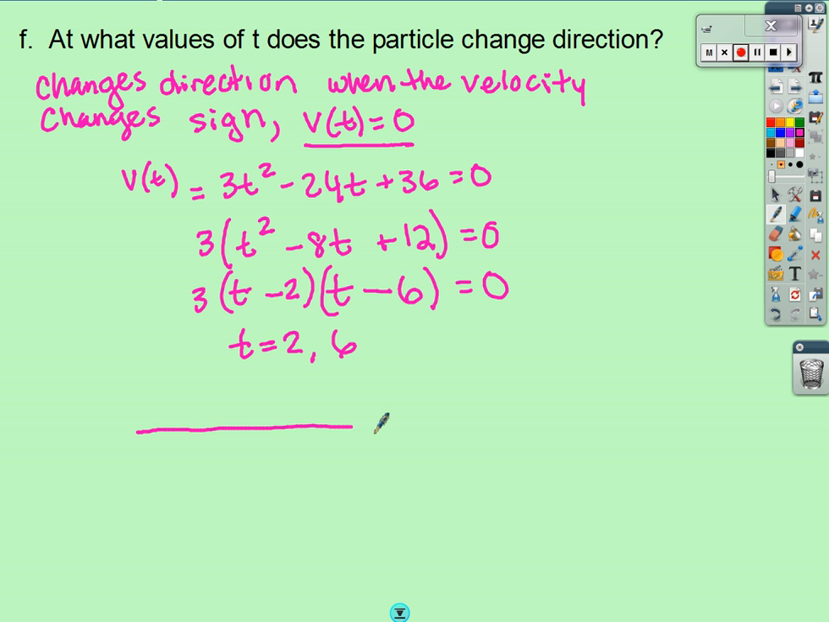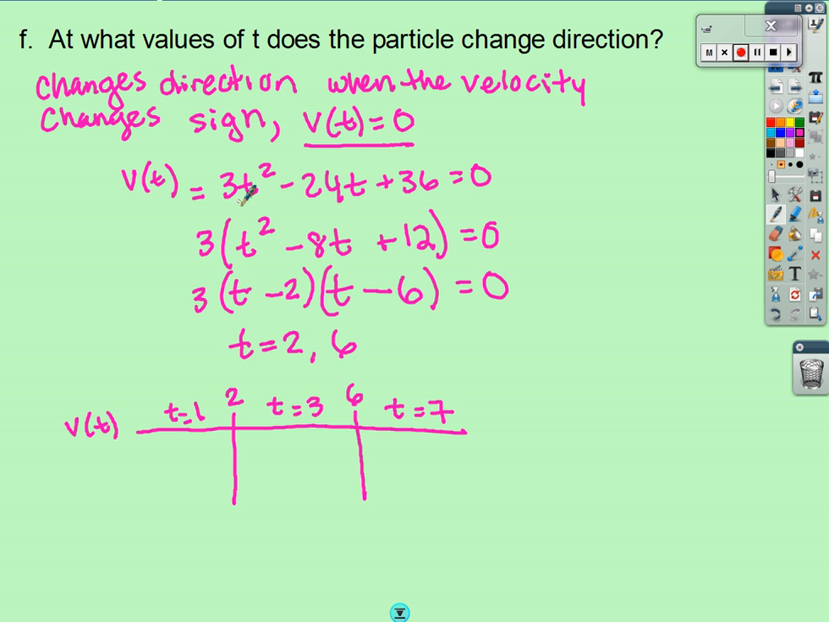So I'm going to set up a sign chart, and I'm going to check the sign of velocity before and after 2 and before and after 6. A number before 2 that we could check would be t equals 1. Then we check the sign between 2 and 6. We could do 3, 4, or 5. And then I'm going to check right after 6 when t equals 7.